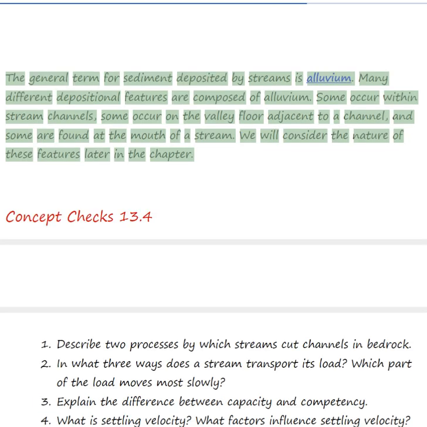The general term for sediment deposited by streams is alluvium. Many different depositional features are composed of alluvium. Some occur within stream channels, some occur on the valley floor adjacent to a channel, and some are found at the mouth of a stream. We will consider the nature of these features later in the chapter.